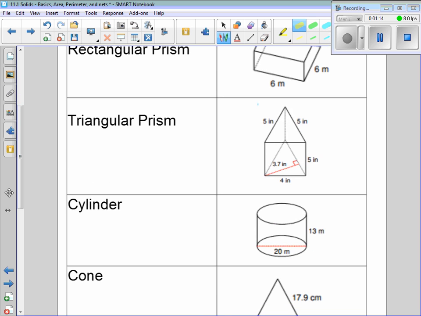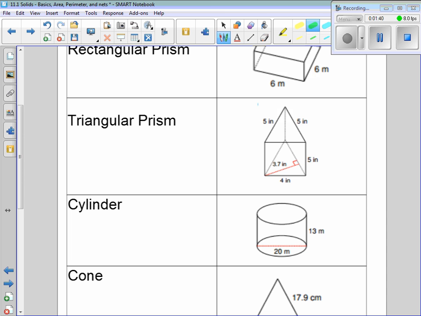Now, take a look at this next shape, and we have a triangular prism. Okay, so when you look at this, just like the rectangular prism, the main shape is a triangle, and that's why it's called a triangular prism. Okay, so in this case, the top and bottom are triangles. The sides are once again rectangles, and that's why it's called a prism, is that the sides are rectangles. Okay, so that's a triangular prism.